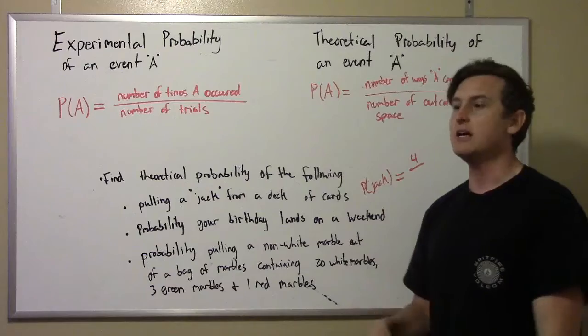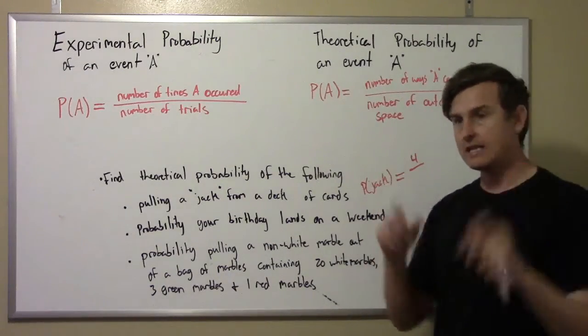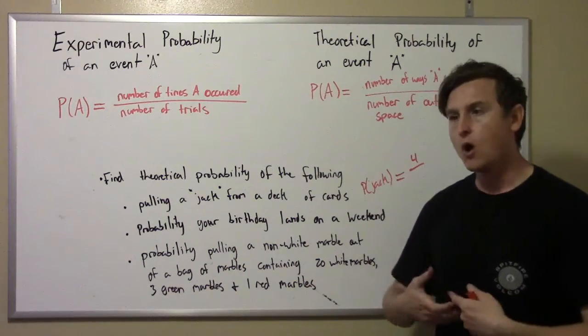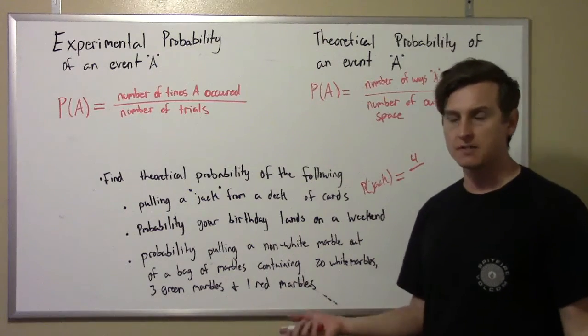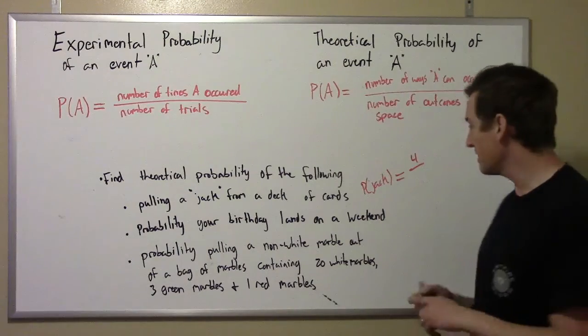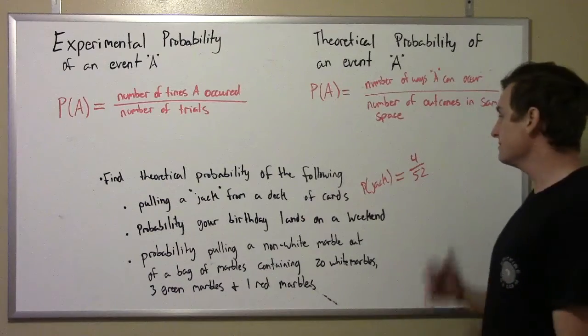So a trial would be drawing a card. The event that I'm looking for is a jack. And the sample space is all the things you could potentially get, so the sample space is all 52 cards. We want the number of outcomes in the sample space. Well, it's 52, right? There are 52 different cards that I can pull. All right, so that is my probability.